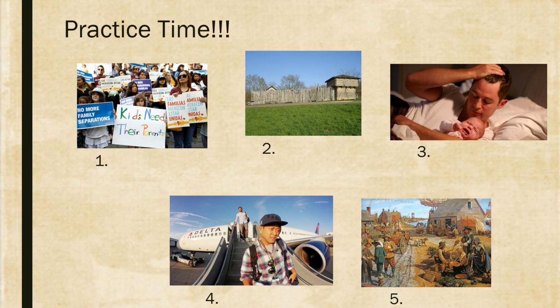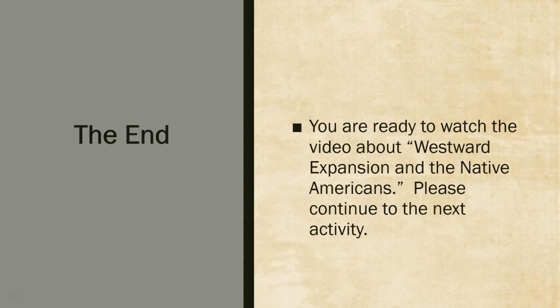So, I think you should pause the video and try to remember the 5 words we talked about. When you've said them to yourselves, restart the video. Are you ready? Number 1 is protest, 2, stockade, 3, adapt, 4, journey, and 5, settlers. That's it for this video. You are ready to watch the video about Western expansion and the Native Americans. Please continue to the next activity.